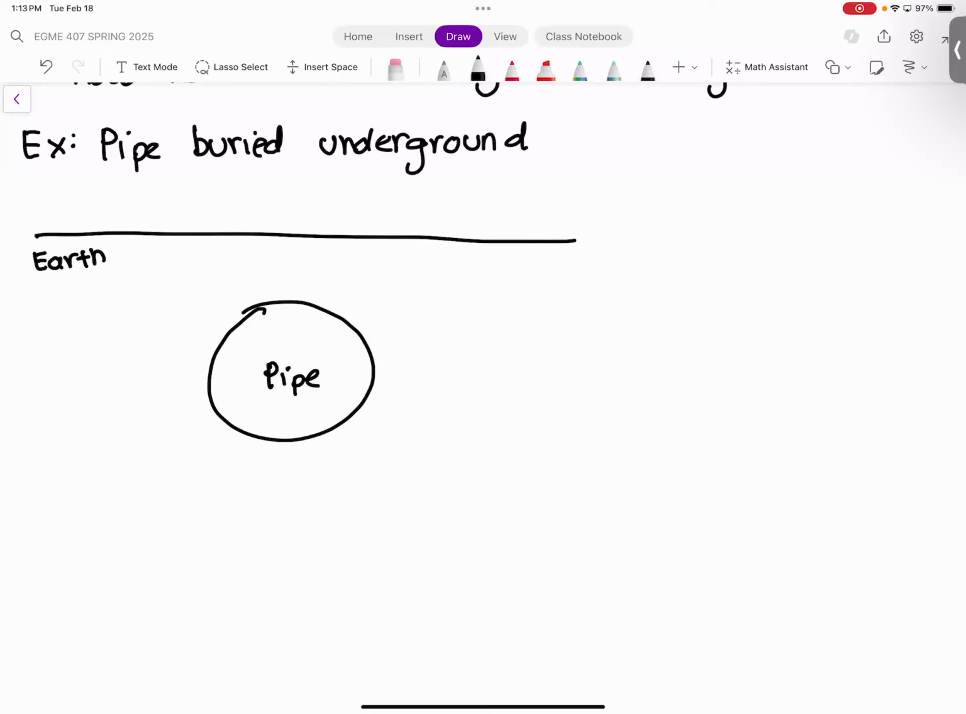Basically, if we take the temperature of the pipe, I'll call that TP, and the temperature of the earth around it, we'll call it TE. Because of the fundamental law of heat transfer, if TP is greater than TE, so the pipe is warmer than the earth, then we know what's going to happen. Heat is going to escape from the pipe and go into the surrounding earth. But the question, of course, is how much heat is going to escape?